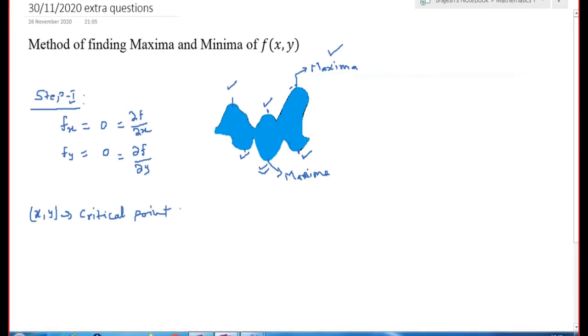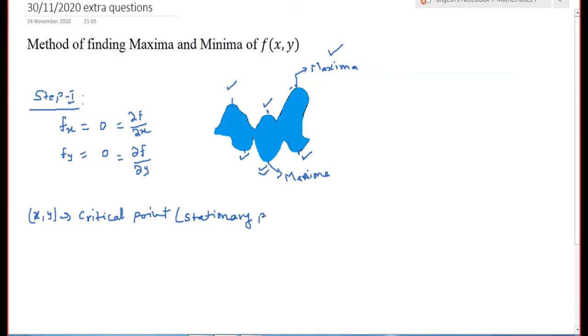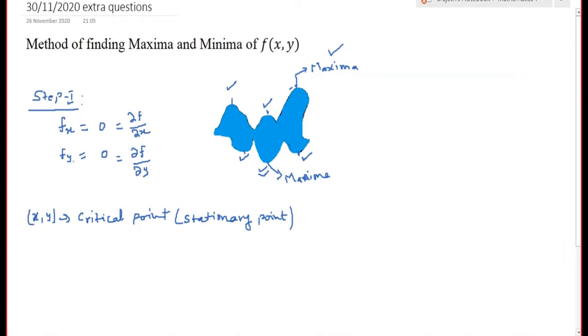The critical point is also known as a stationary point. So the first step is to get the partial derivatives of f of x, y with respect to x and y, equate them to 0, and by equating, you will get the values of x, y. In short, you will get the critical point. Now we go to step 2.